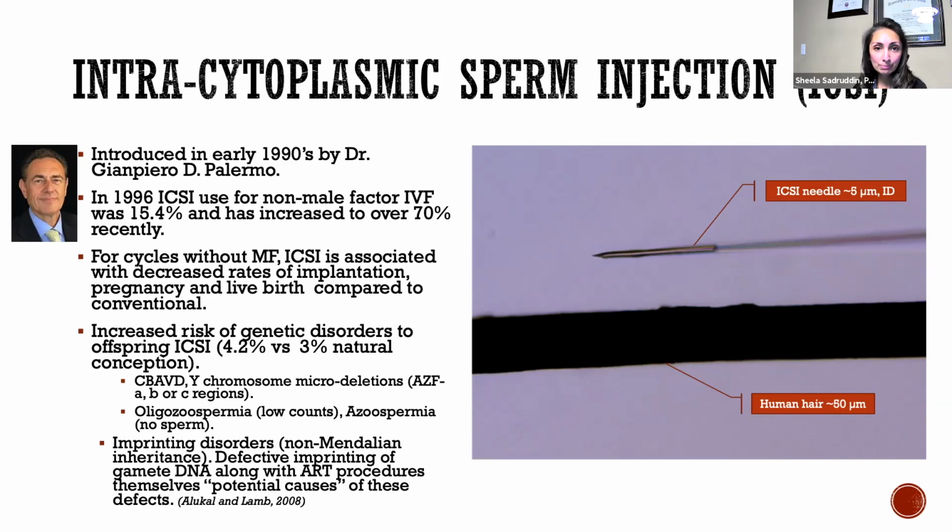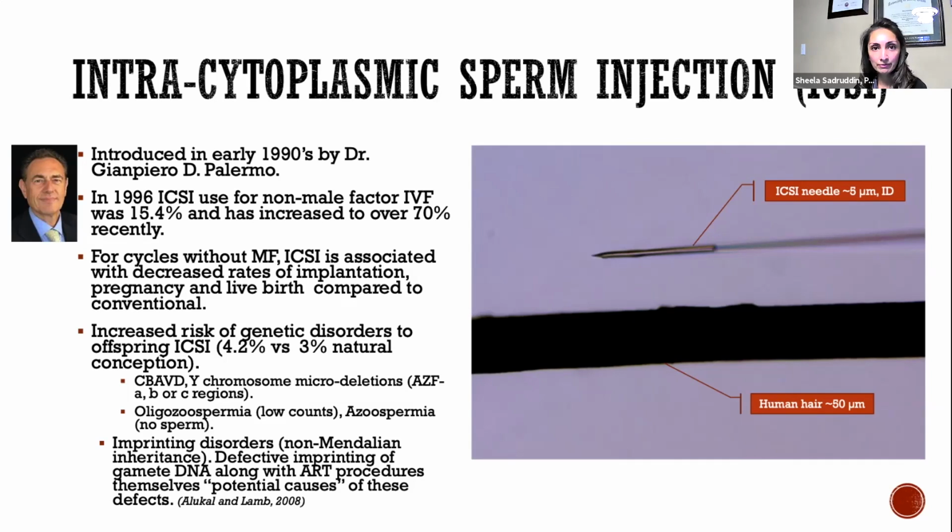Now, ICSI does present with an increased risk of genetic disorders to offspring, 4.2% versus 3% when comparing it to the natural population in conception. Many of these risks are due to patients that present with congenital bilateral absence of the vas deferens or Y chromosome microdeletions, such as AZF a, b, or c regions. Of course, oligospermia, azoospermia. And these are important when we're determining whether or not offspring are then affected with genetic disorders.